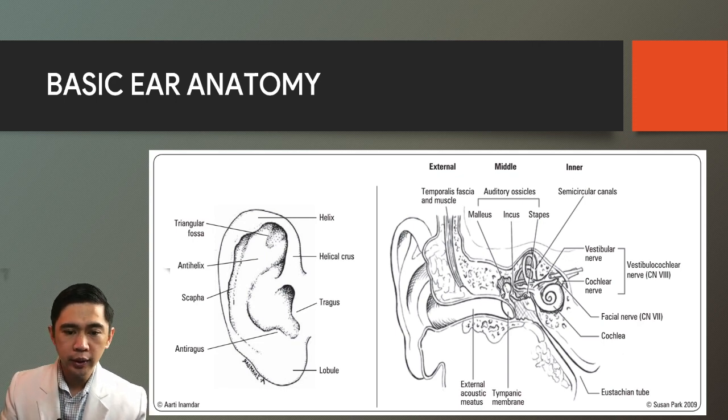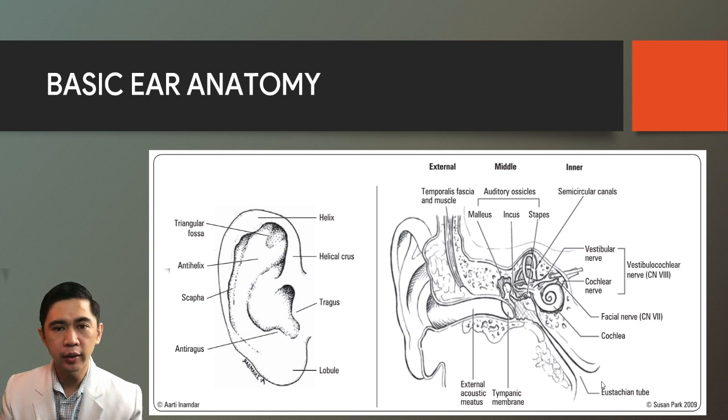The middle ear is primarily composed of the auditory ossicles, namely the malleus, the incus, and the stapes. They are housed inside a cavity. We call it the middle ear cavity. There is no communication from the middle ear cavity to the external cavity because it is sealed by the eardrum. The only communication of the middle ear cavity is through the eustachian tube. It exits into the back of the nose or the nasopharynx.